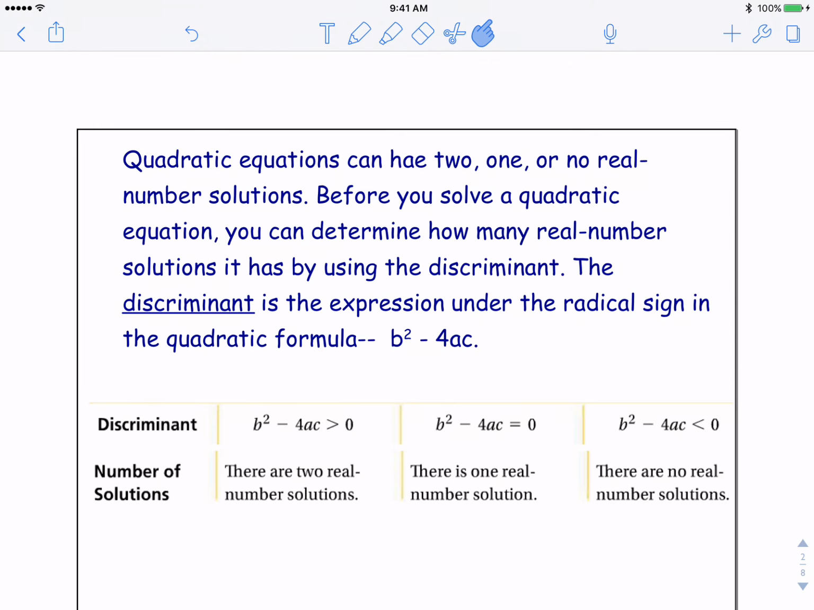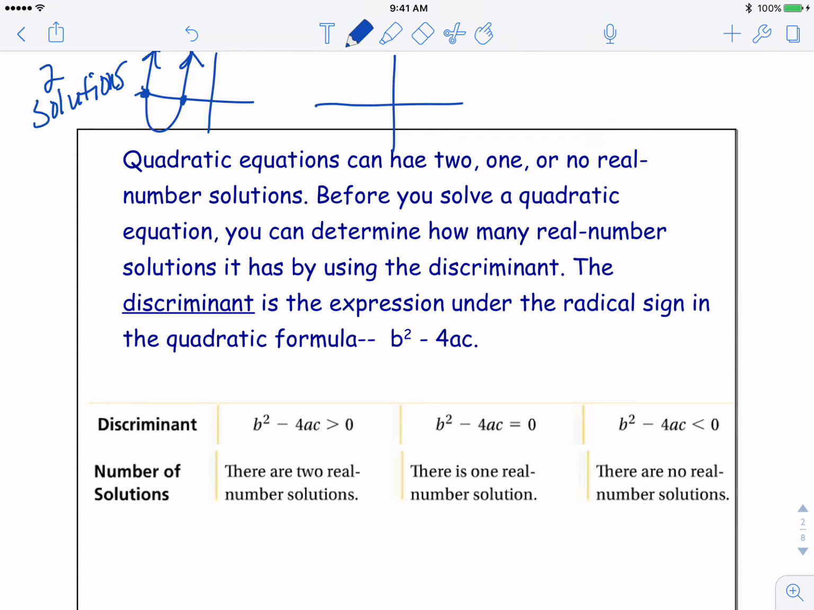Quadratic functions can have 2, 1, or no real number solutions. And remember, this is the case because if I have two solutions, that means that I'm crossing the x-axis in two spots. So this would be an example of two solutions. If I'm talking about a quadratic function that has one solution, this means that it's crossing the x-axis only in one spot. So that would look something like that. And then if I have no solution, that means that my quadratic function is never crossing the x-axis, so this would be a no solution.